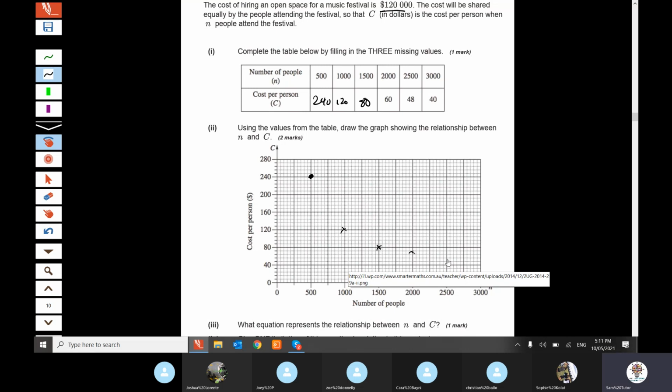All right, what kind of graph is it? It's a hyperbola. Yep. Obviously, it was meant to cut through.